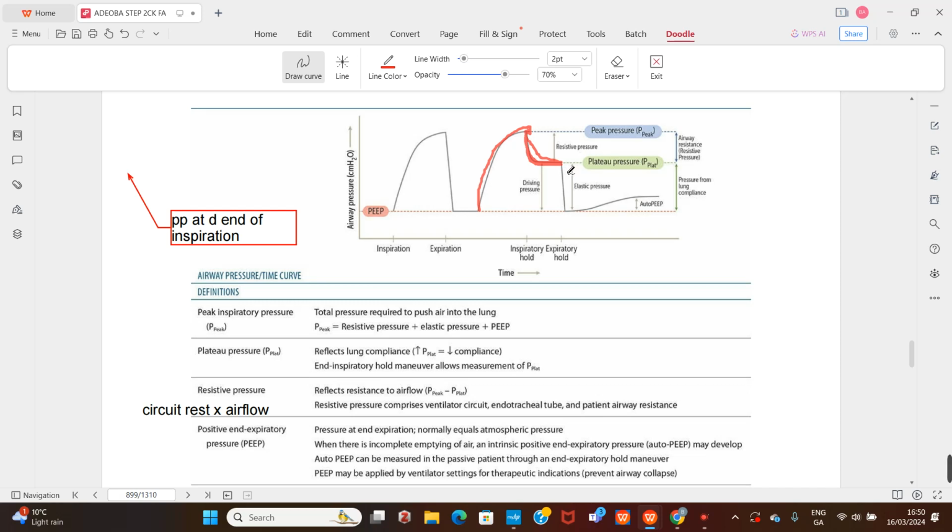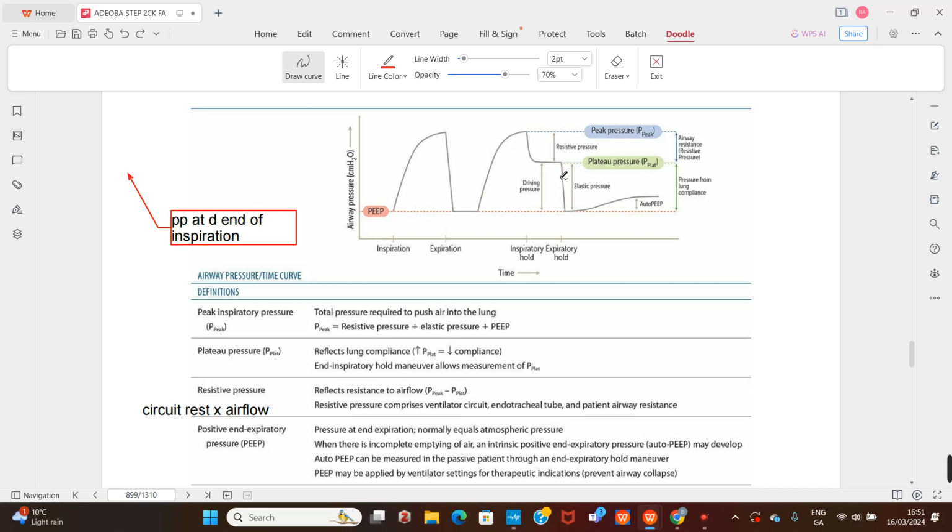So your restrictive pressure is from here to this point. This area only is accounting for your restrictive pressure. What is remaining is going to be your elastic pressure and your PEEP. So from here to here is going to be your elastic pressure and your PEEP. Because you remember, three things make up the peak inspiratory pressure: your restrictive pressure from here to here, and your elastic pressure.